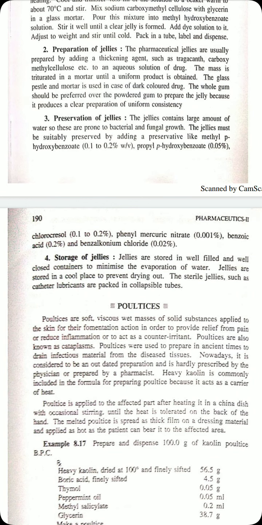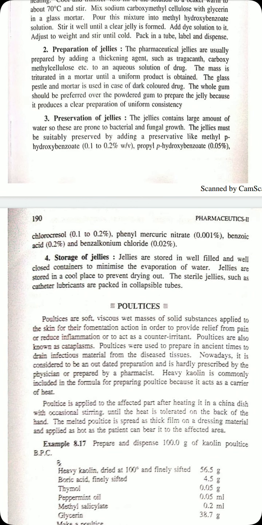The next one is preservation of jellies. Jellies contain a large amount of water, so these are prone to bacterial and fungal growth. There may be chances of microbial contamination or fungal growth. Jellies must be suitably preserved by adding a preservative. The most commonly used preservative is methyl parahydroxybenzoate or propyl parahydroxybenzoate.